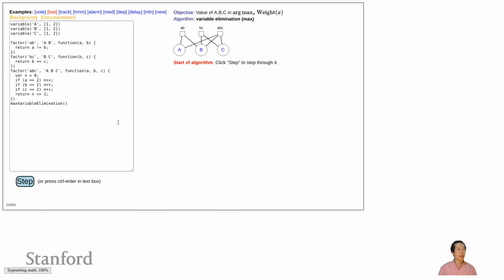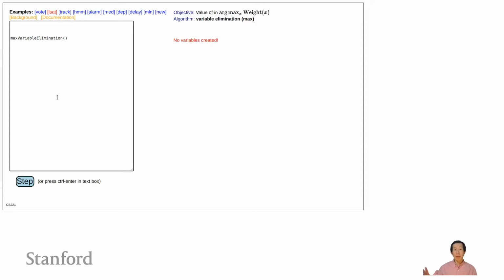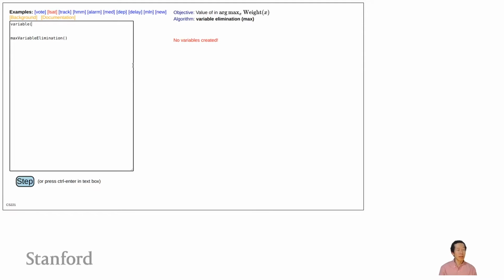Let's do it via this JavaScript demo. Erase that and start over. The first thing you want to do when you model is figure out what the variables are. Looking back here, we want to put the three sculptures in rooms. So let's define a variable for each of these sculptures. In this JavaScript demo, I'm going to define a variable A, and the domain of that A is either 1 or 2, depending on what room that sculpture A should be placed in.